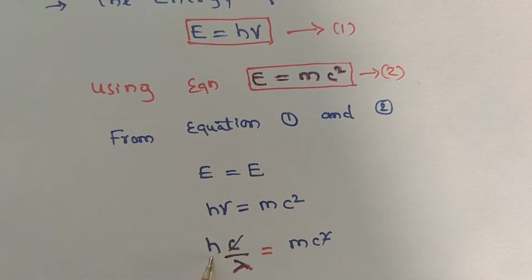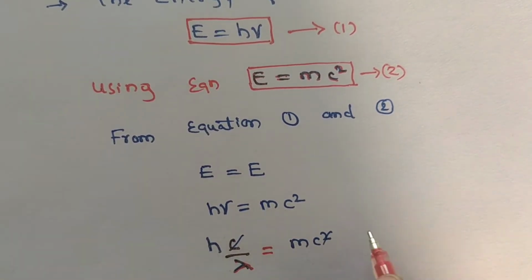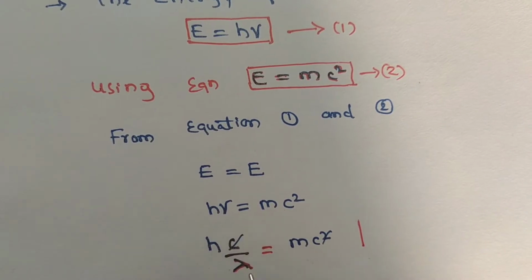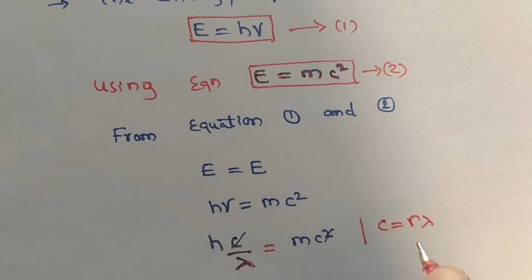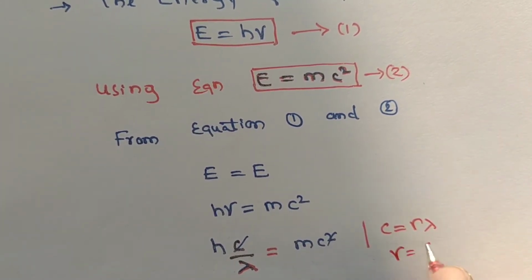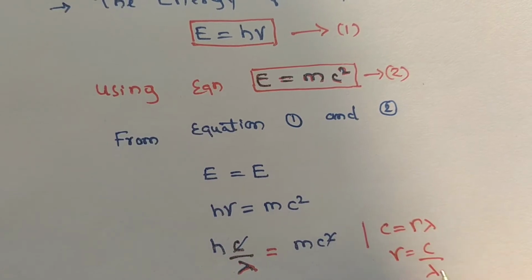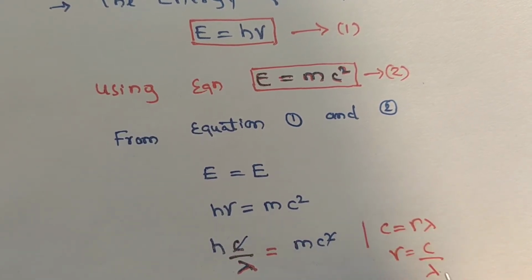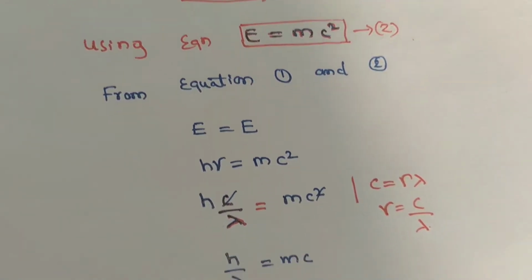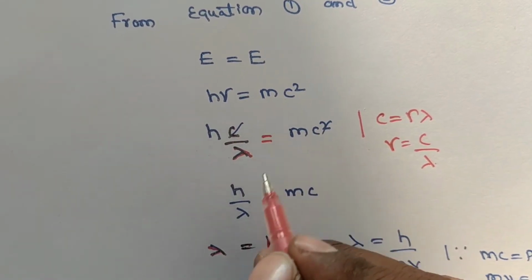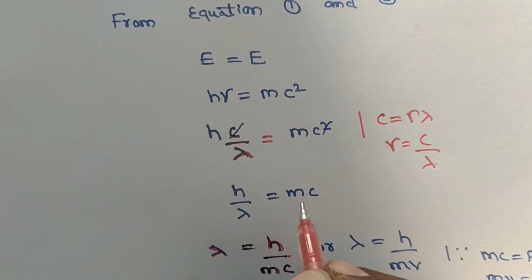Here h into c divided by lambda is equal to mc square. How do we consider this in the place of nu? We know the relation c is equal to nu lambda, so nu is equal to c divided by lambda. Then c gets cancelled, remaining h divided by lambda is equal to mc.